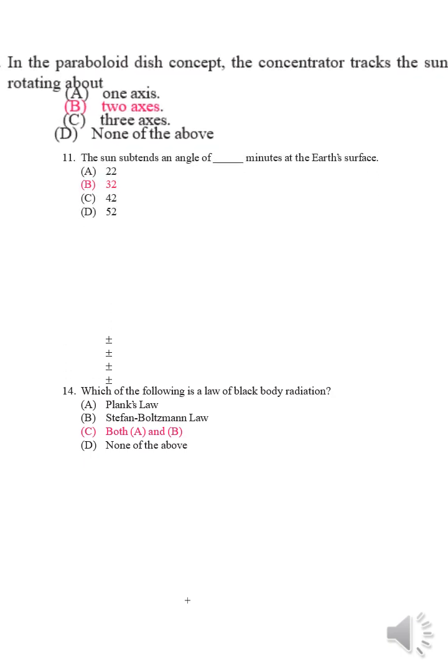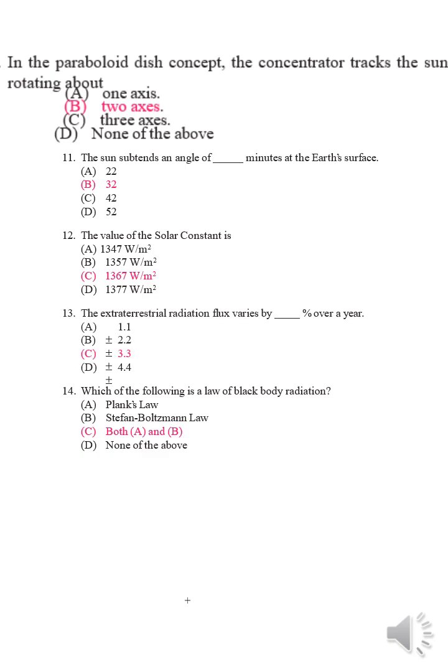The sun subtends an angle of 32 minutes at Earth's surface. The value of solar constant is 1367 watt per meter square. The extraterrestrial radiation flux varies by plus minus 3.3 percent over a year. Which of the following is a law for black body radiation? Both Planck's law and Stefan-Boltzmann law are the correct answer for this question.